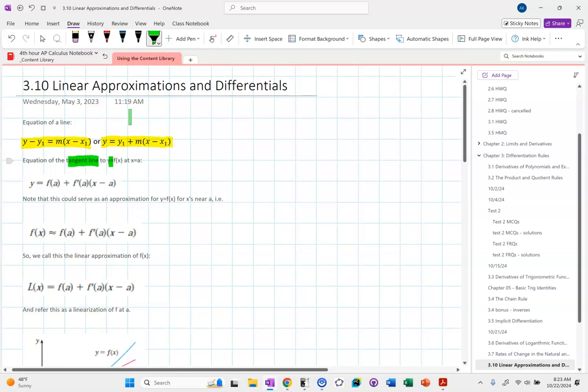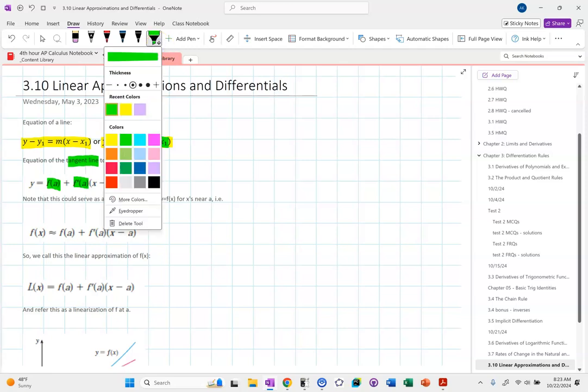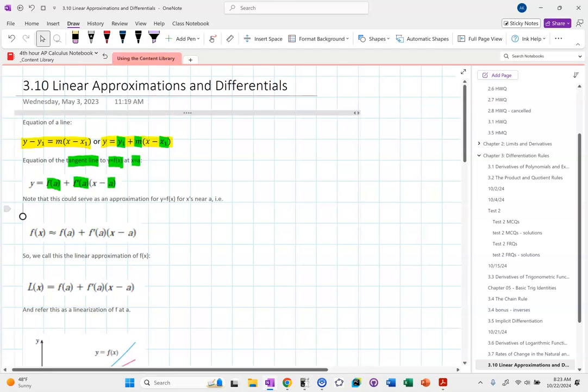So let's say that curve's name is f of x, and let's say we want to find the tangent line to f of x at x equals a. Well, if we do that, my f of a is like my y1. My f prime evaluated at a is the slope, and x1 is a. So this is just like the equation of a line, right? It's just the tangent line to a curve.